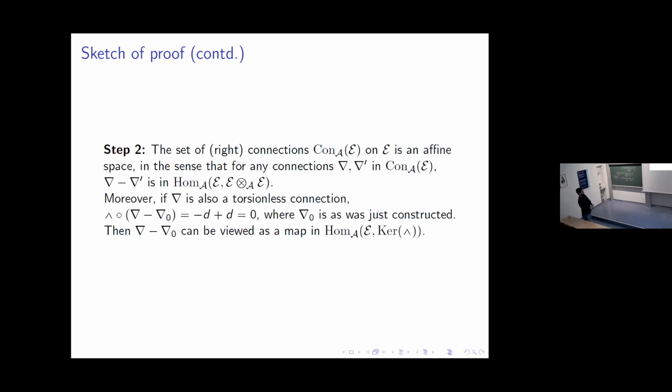The second step is to note that the set of right connections on A is an affine space, in the sense that given any two connections nabla and nabla prime in Con A, nabla minus nabla prime is in fact a right A-linear map from E to E tensor A. Moreover, if nabla is also torsionless, then the range of nabla minus nabla naught is in the kernel of the wedge map. So nabla minus nabla naught can be viewed as a right A-linear map from E to the restricted codomain, kernel of wedge. And we keep this aside for the moment.